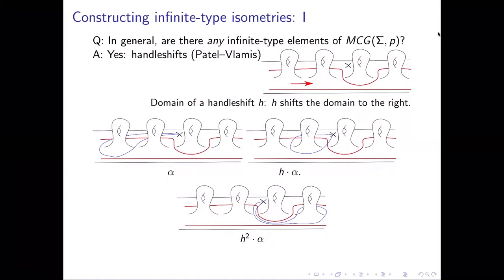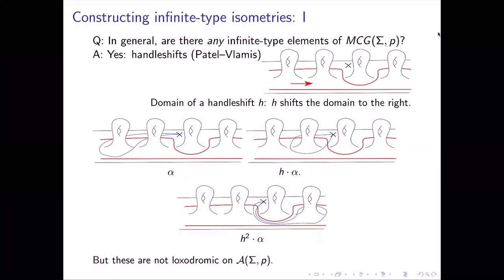So the handle shift domain goes underneath this arc here, underneath this handle. So that's how the arc travels as well. It travels underneath the handle, around the fourth handle, underneath the third handle, around the fourth handle, and then back. However, this is one possibility for an infinite type loxodromic isometry.